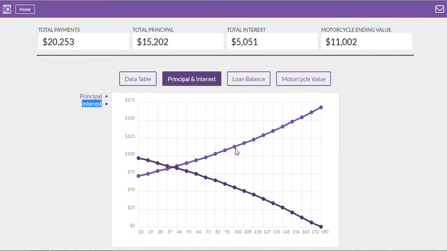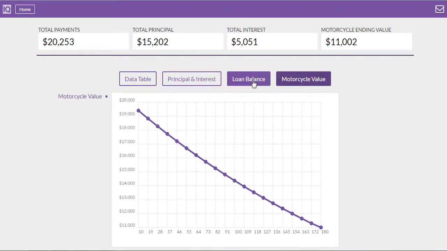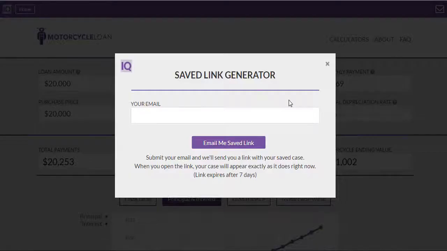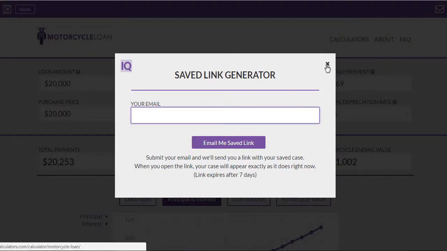That sums up all the features in this motorcycle loan calculator, except don't forget that you can email this calculator to a friend, colleague, or spouse by clicking the email icon up here. When you email the calculator to a friend, it saves the calculator exactly the way it was when you emailed it, so that they can also see something that you were seeing and you can discuss it. Then they can send it back with their thoughts. Pretty cool, huh? We hope you find this useful for your next motorcycle purchase.